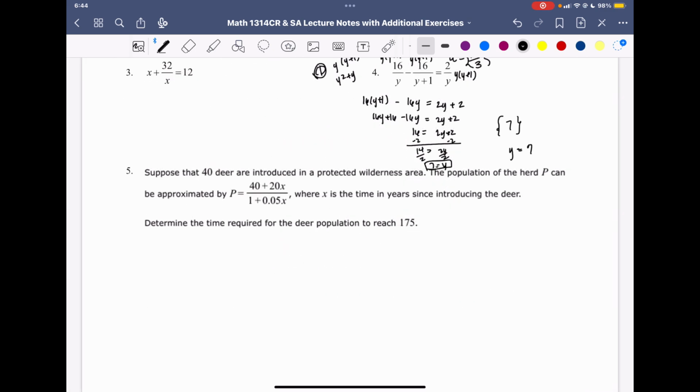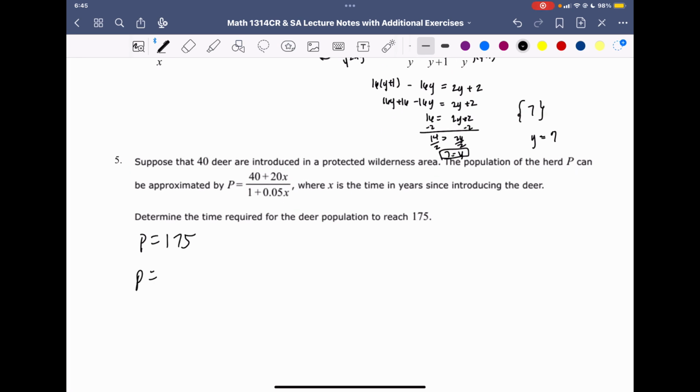Way to solve. It says suppose there are 40 deer introduced to a protected wilderness area. The population of the herd P can be approximated by P equals 40 plus 20x over 1 plus 0.05x. And then you're going to cross multiply to solve. Determine the time required for the deer population to reach 175. So P equals 175.